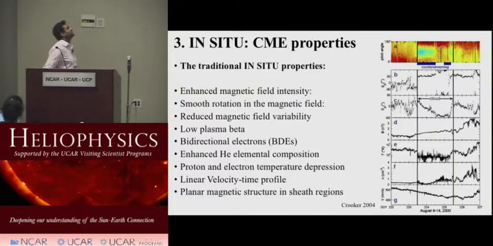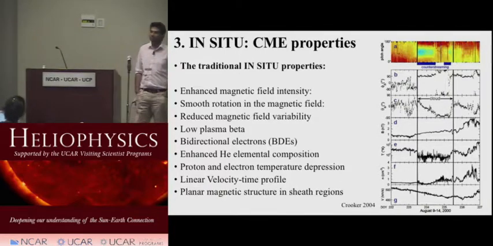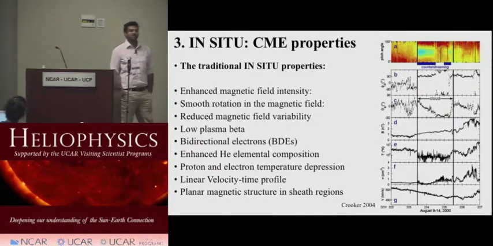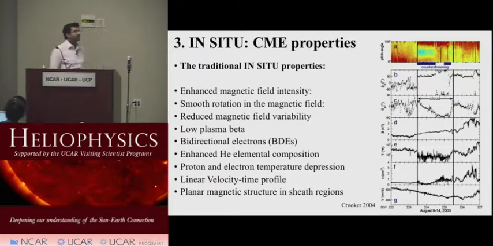Okay, so the traditional properties. This is an intriguing one. No one has a fixed rule of what a CME is, or rather, I should say, what an ICME, an interplanetary CME, is. No one has a fixed rule of what properties you should have, and that's because different CMEs show different behaviors. So often some are shown, but not all of them, and sometimes a different combination of those some are shown.